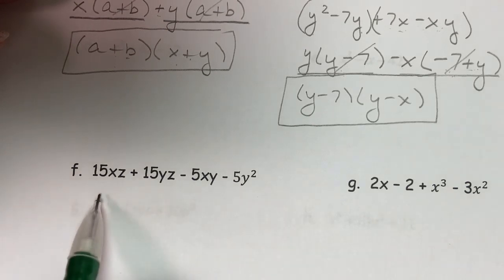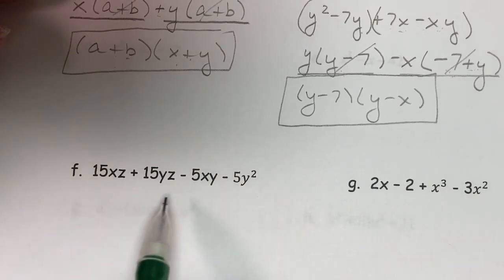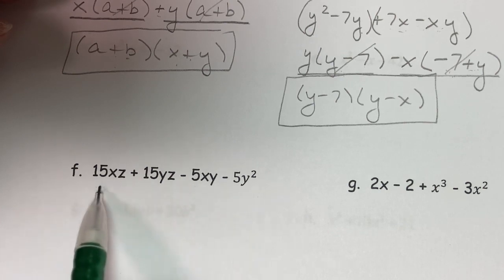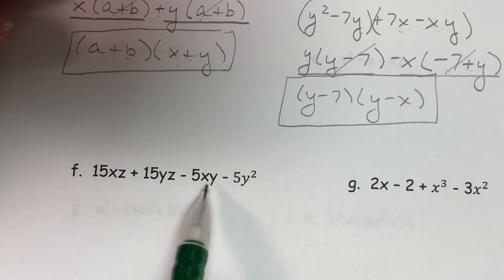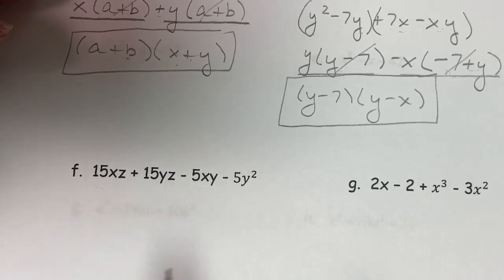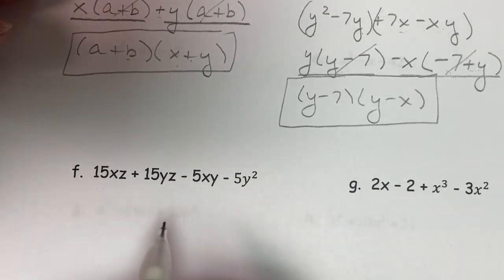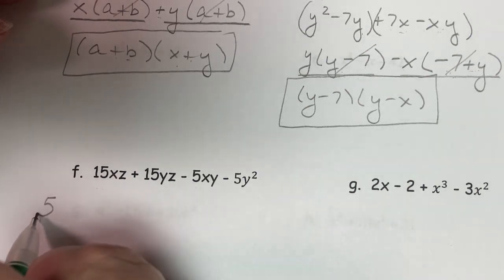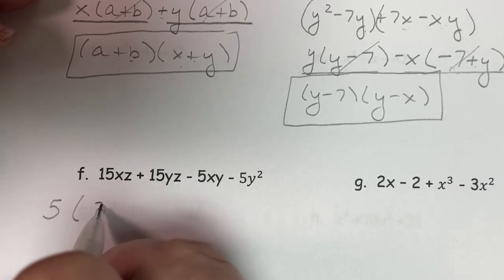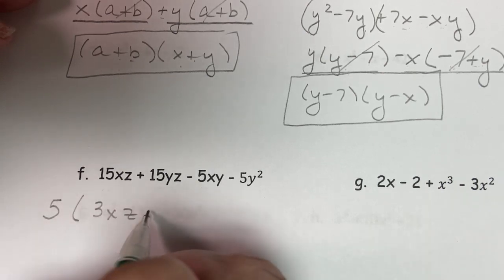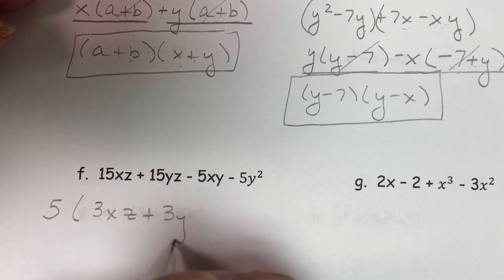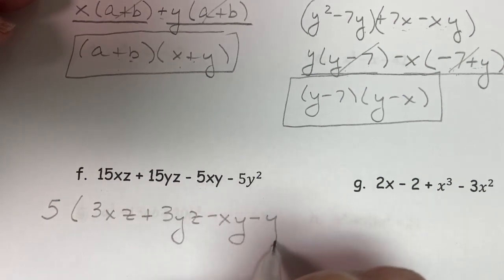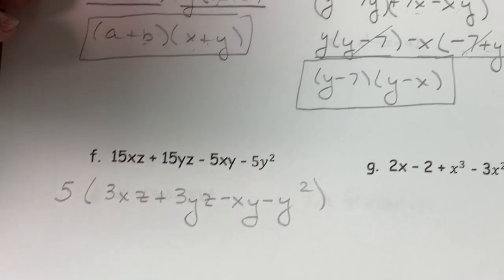Okay, as I look at this, I notice that they have a 5 in common. Remember, always check for that GCF first. Do you see that 5 is divisible into all 4 terms? So we are going to take that out. As I look, none of the variables are the same though. So if I take out a 5, that's going to leave me with 3xz plus 3yz minus xy minus y squared.